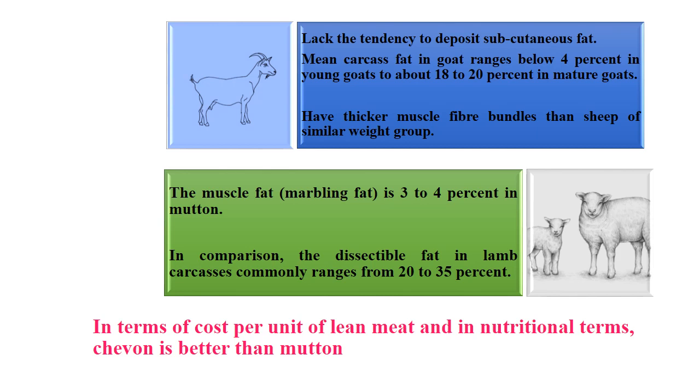Actually, the preference for mutton and chicken is totally different. In general, in most parts of India chicken is preferred, except in some places like Jammu and Kashmir, Andhra Pradesh, where mutton is preferred, sometimes in Tamil Nadu. Otherwise, in general, goat meat is preferred. However, in terms of cost per unit of lean meat and in nutritional terms, chicken is better than mutton.